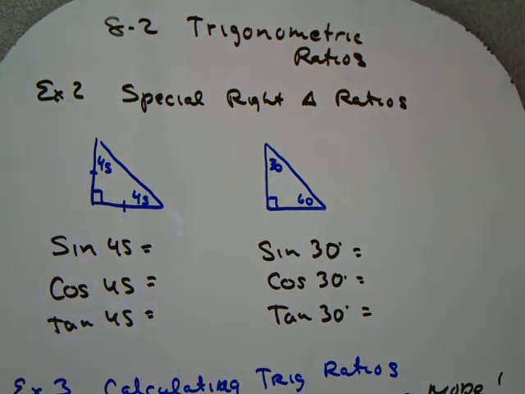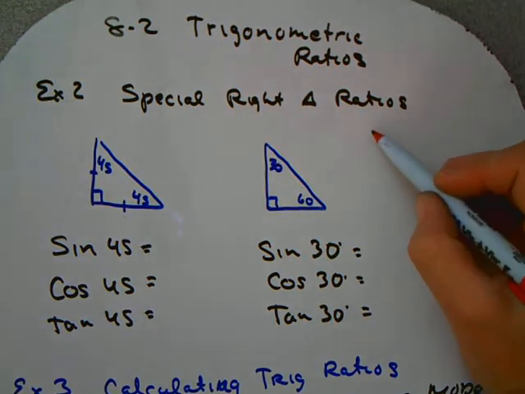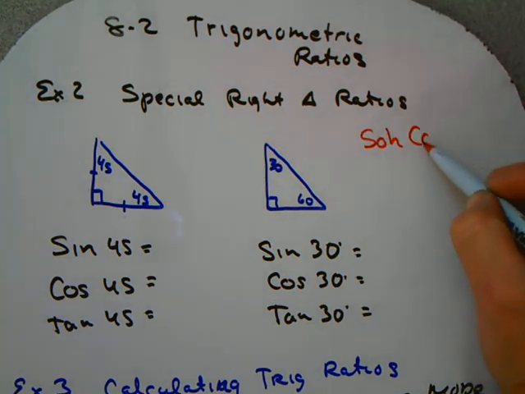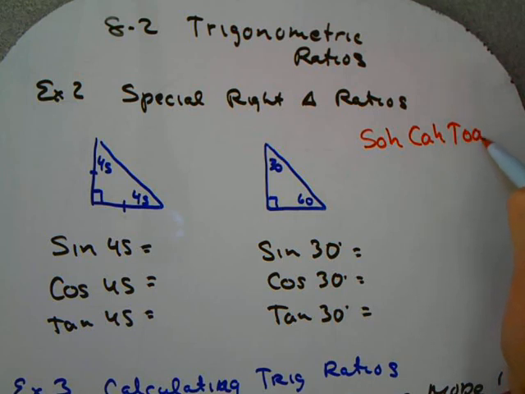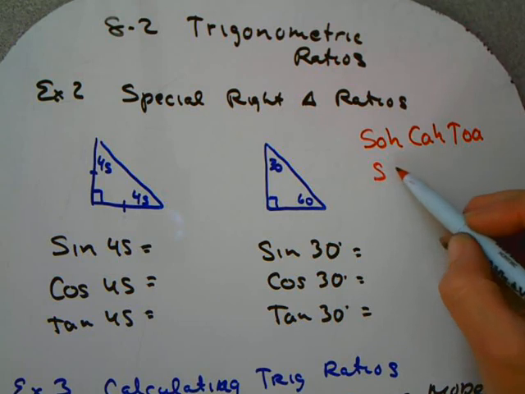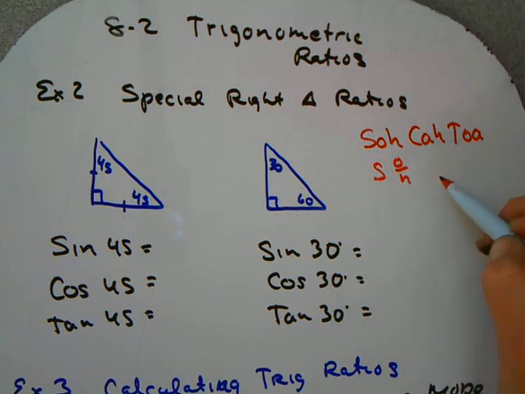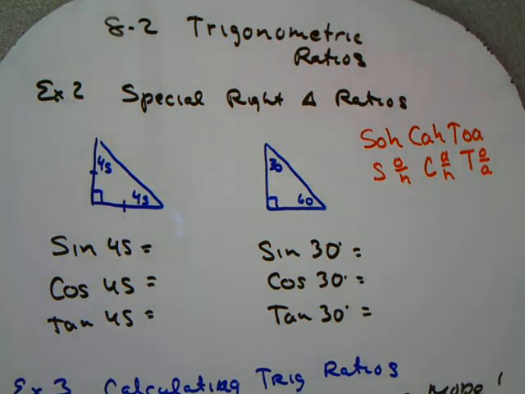An acronym to remember them is the word SOH CAH TOA. That stands for: the sine of the angle is the opposite over the hypotenuse. The cosine of the angle is the adjacent over the hypotenuse. And the tangent of the angle is the opposite leg over the adjacent leg. So if you remember the word SOH CAH TOA, you will be able to remember your three trig ratios.